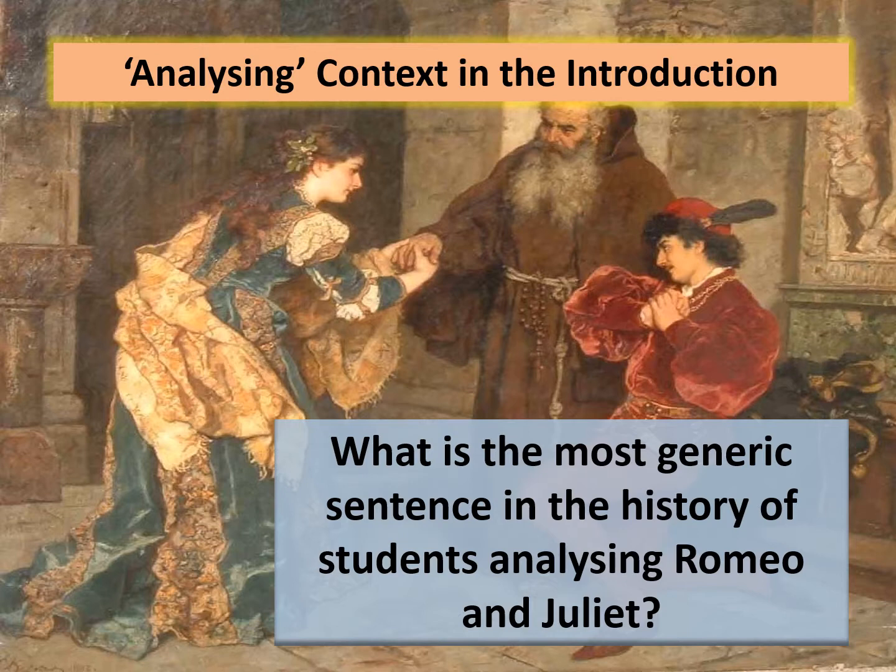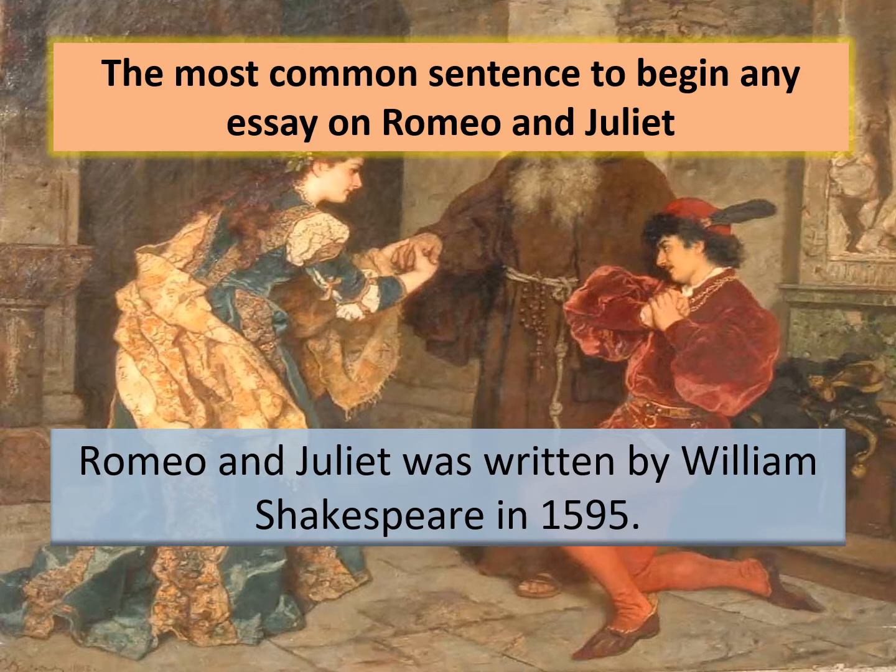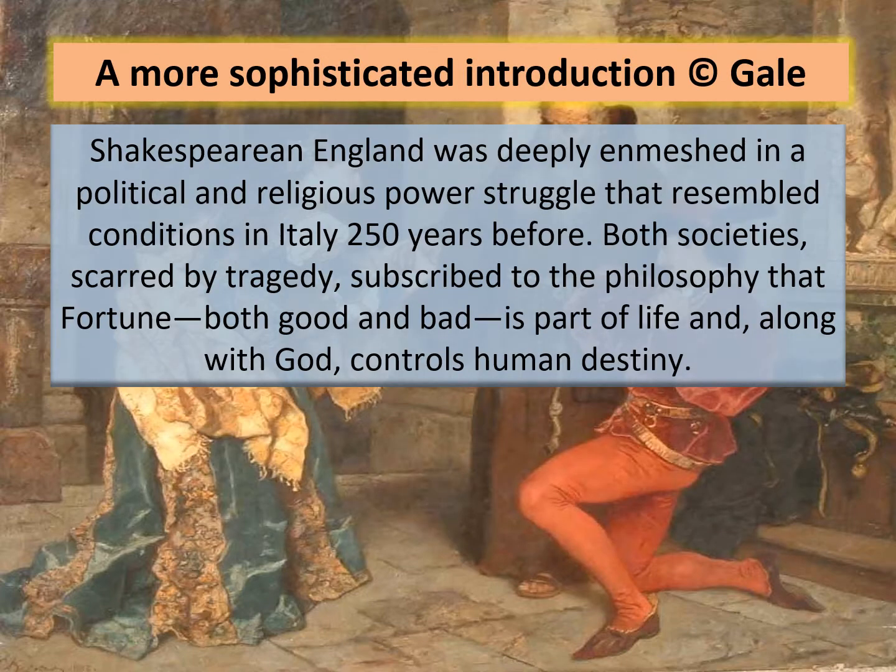And I ask you now, what is the most generic sentence in the history of students analysing Romeo and Juliet? It is, of course, "Romeo and Juliet was written by William Shakespeare in 1595." And that sentence, in that order, with all those words, I bet, has been read by almost every single English teacher going.